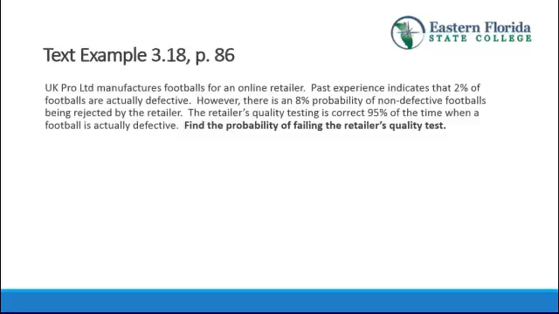Here is a problem from your text that can be set up using a two-way probability table, except the information is not provided in simple outcomes and probabilities. A football manufacturer delivers its entire production, including some defects, to an online retailer. The retailer conducts a quality test on each football, rejecting some defective footballs as well as some non-defectives.